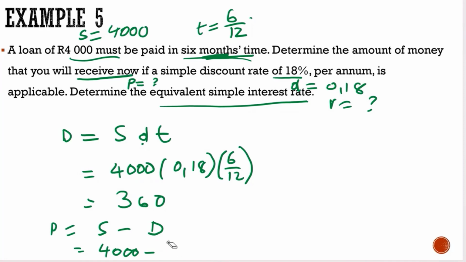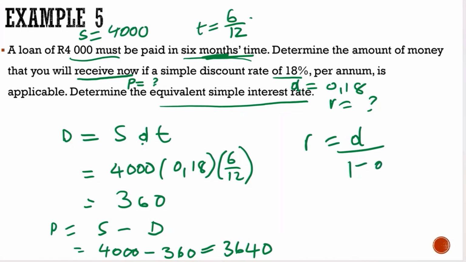Our D is equal to 360, which is equal to 3,640. Okay, so now that is your P. So now you've got everything here. So you want to calculate for your equivalent rate. So you can use the formula: your R is equal to D over 1 minus dt.